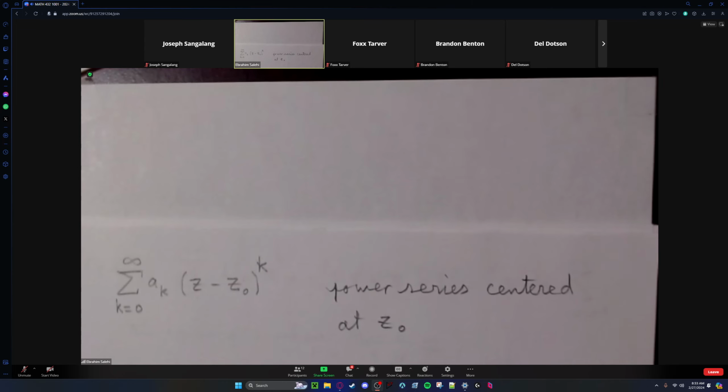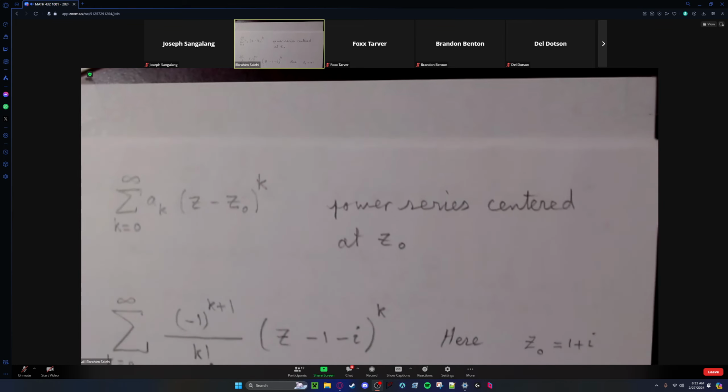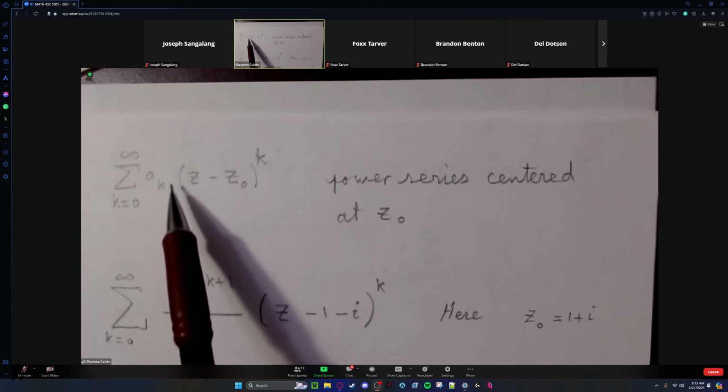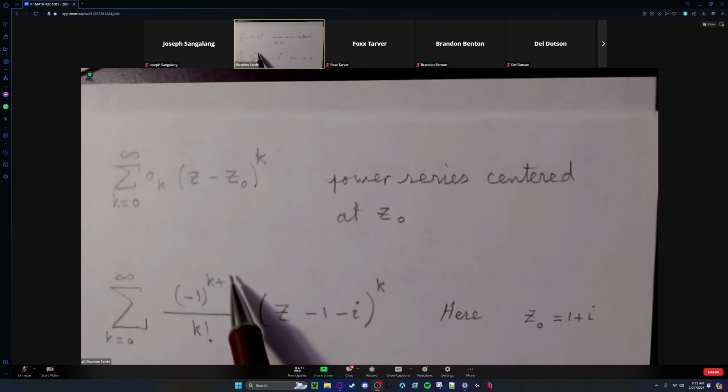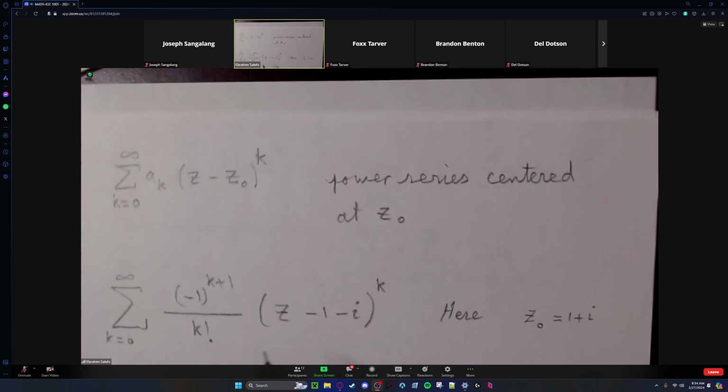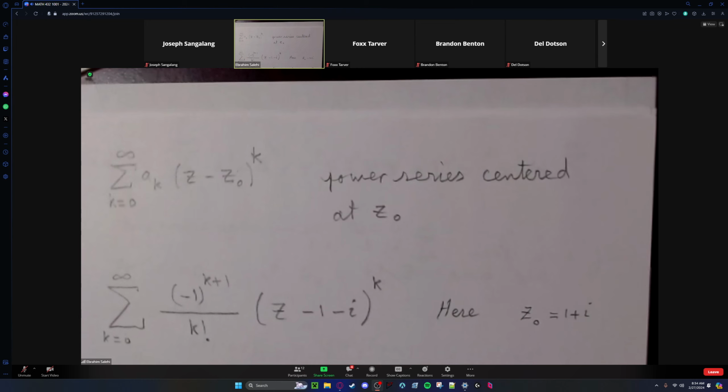Then the question is, for what values of this Z does this series converge? Well, I gave you a bunch of examples. Here is just, for example, A sub k, this sequence right here, and the center is 1 plus I. So Z minus Z0, minus that center.